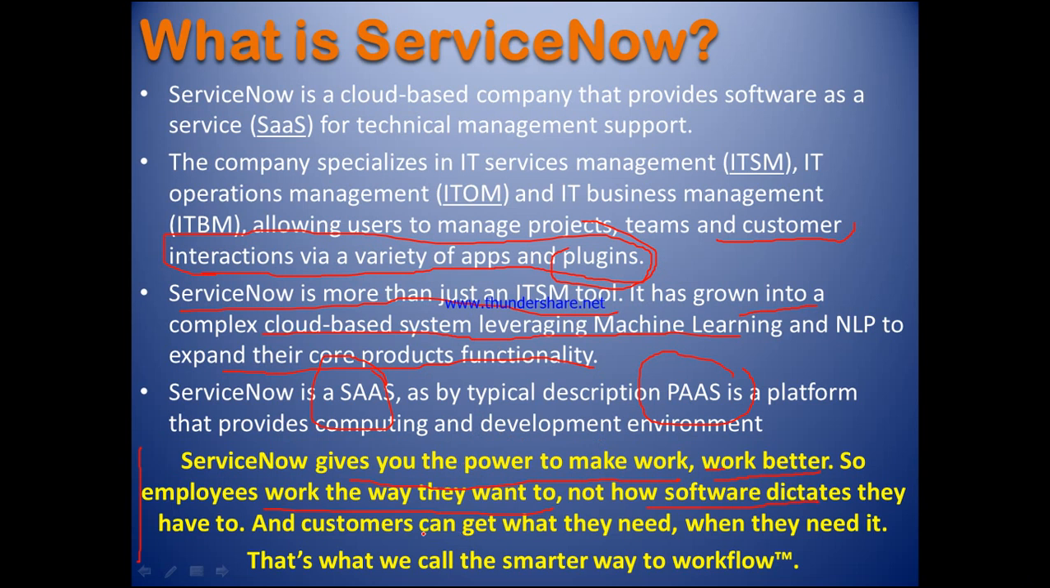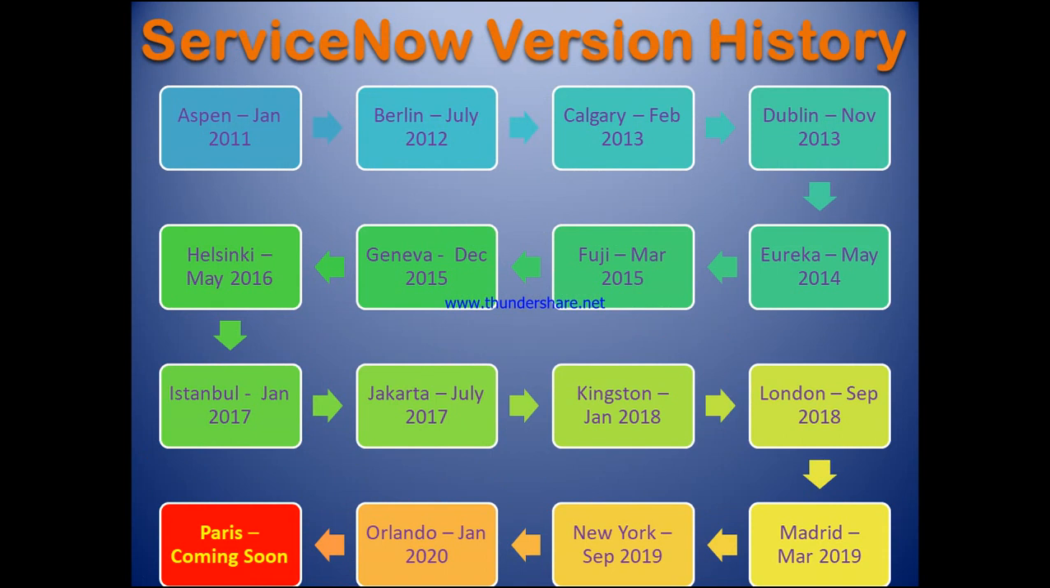And the customer can get what they need when they need it. Yes, that's what we call the smarter way to workflow. That is a trademark, basically. So they define their things in ServiceNow in such a manner that customers can use them as much as they require, and they can build customized applications, or they can use the given applications of ServiceNow. So now we'll discuss the ServiceNow version history.